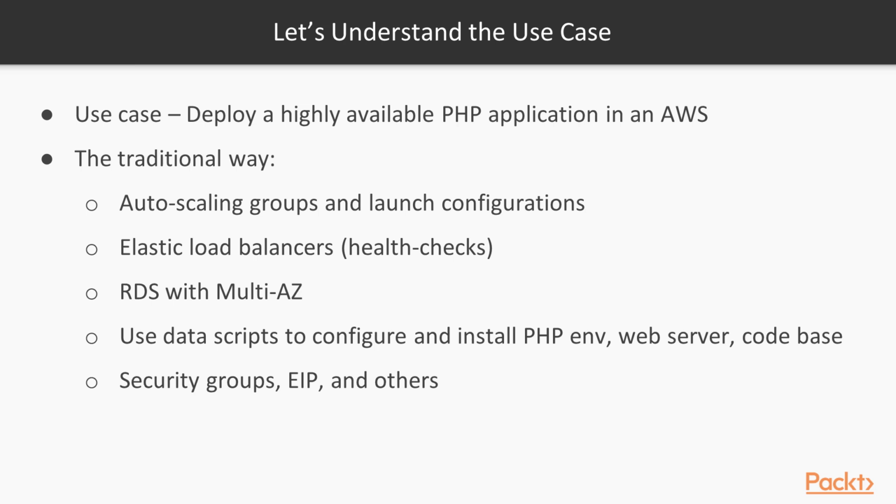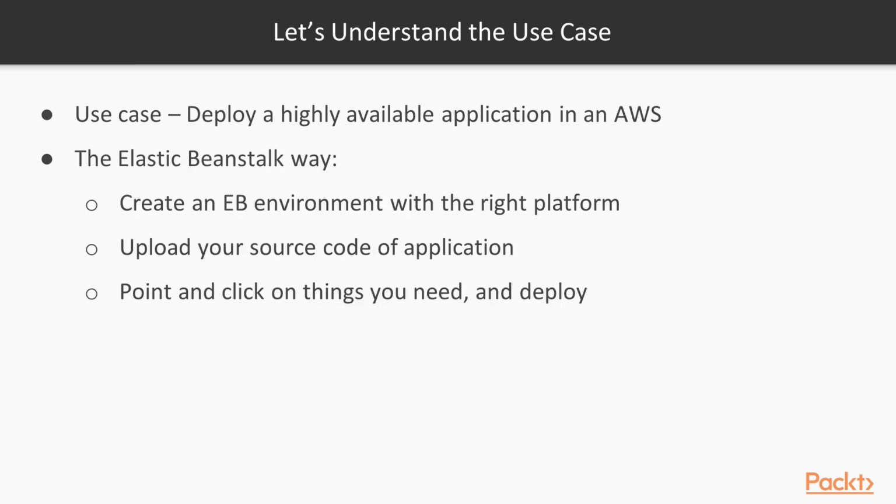Now, when it comes to Elastic Beanstalk, there are very few steps involved. One is we create an Elastic Beanstalk environment with the right platform. Right platform as in, if you have a PHP application, then you select a PHP platform. If you have Python, then you select a Python platform, and similarly. Then you upload your application source code and you just do a point and click, and Elastic Beanstalk will do everything for you.